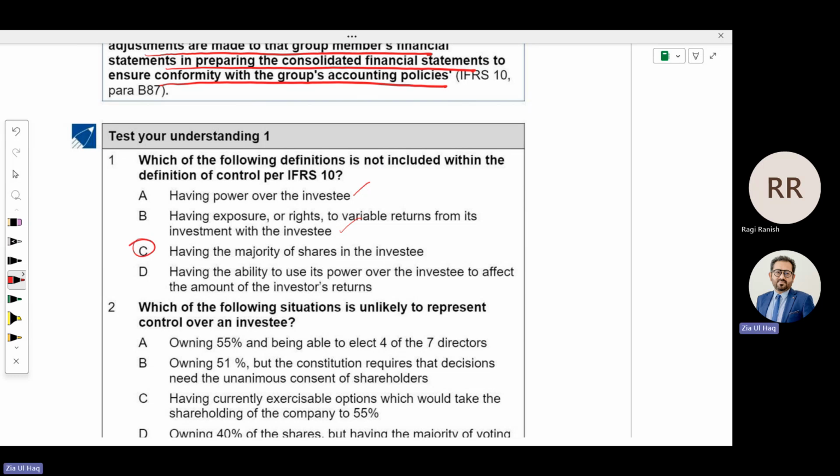See, there was no majority. What does it mean by majority? In law, majority means 75% or more.